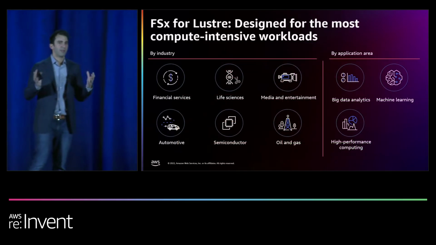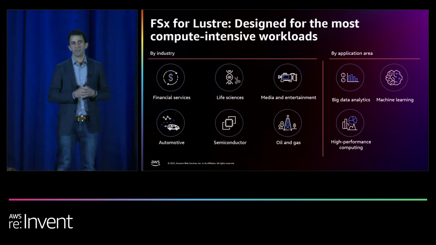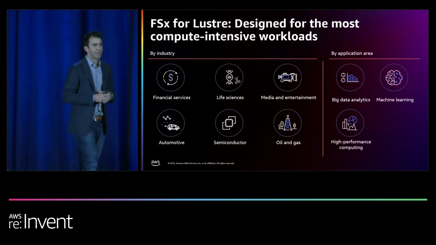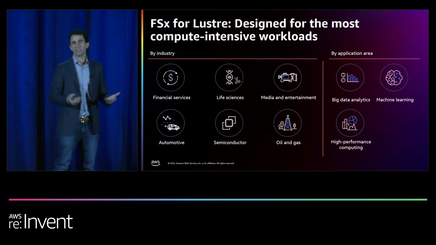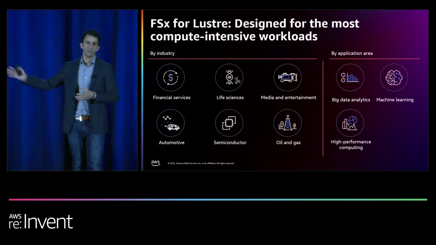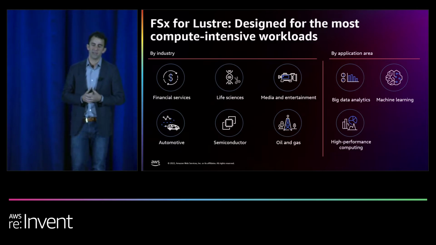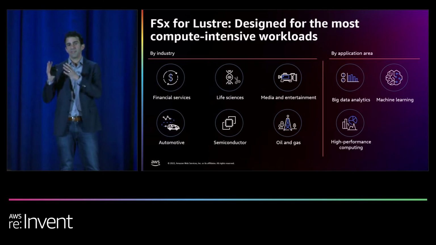So who is running the kinds of workloads that benefit from something like Amazon FSx for Lustre? Well, it's really anyone who's spinning up a large number of compute instances, or EKS nodes, or ECS nodes. If you're spinning up a lot of compute, what all of these different industries and application areas have in common is they're spending a lot of money on compute, they're spinning up a lot of cores, they want to make sure that all of them are fully utilized.